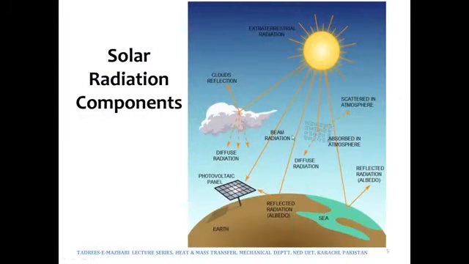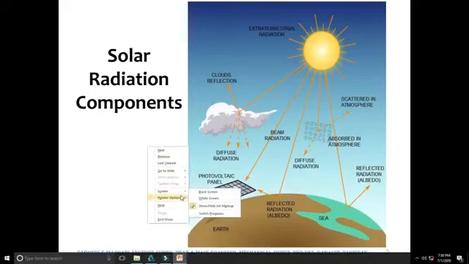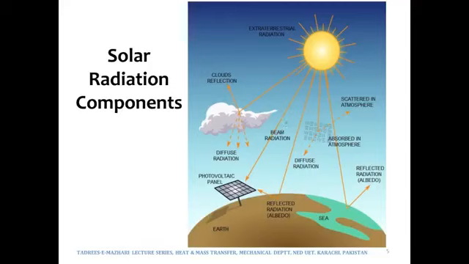Just to give you an idea, direct radiation is also called beam radiation. So whether we say direct or beam, we talk about the same thing. And diffuse radiation is also sometimes called indirect radiation. And the one which is reflected off the ground or the sea is called albedo.